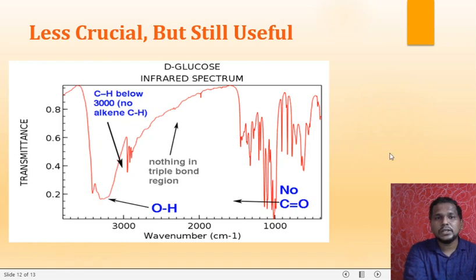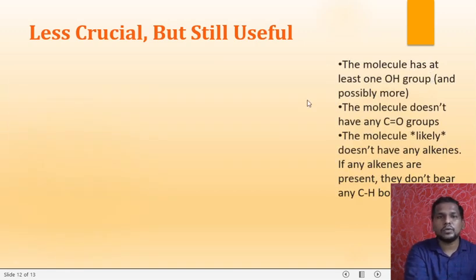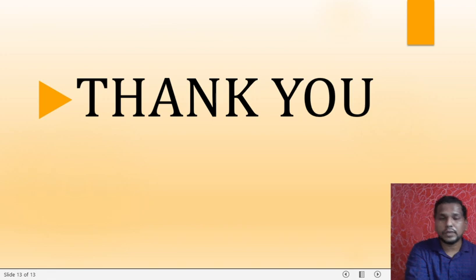So likewise this spectrum is going to tell us about these things: the molecule has at least one hydroxyl group, the molecule does not contain a C=O group, and the molecule likely doesn't have any alkenes. If alkenes are present, then they don't bear any CH bonds. So these are some of the findings from the IR spectra.